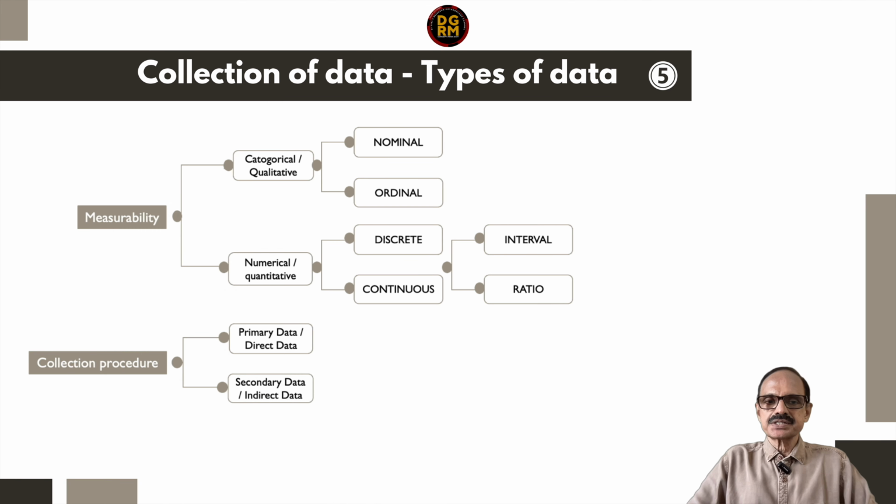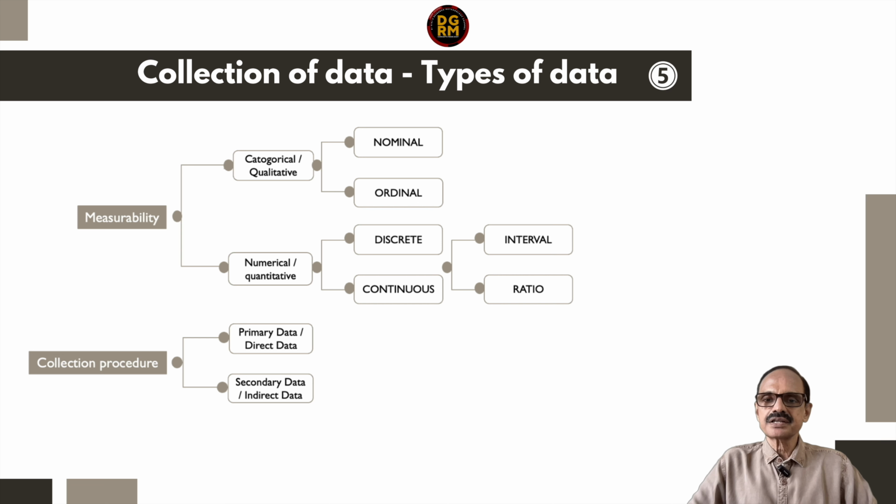Next is data collection methods. Data can be divided into two, according to measurability and according to collection procedure. According to collection procedure, it is divided into primary data and secondary data. If the data is collected by the researcher himself or by the enumerators assigned by the researcher for a particular study, then it is primary data.